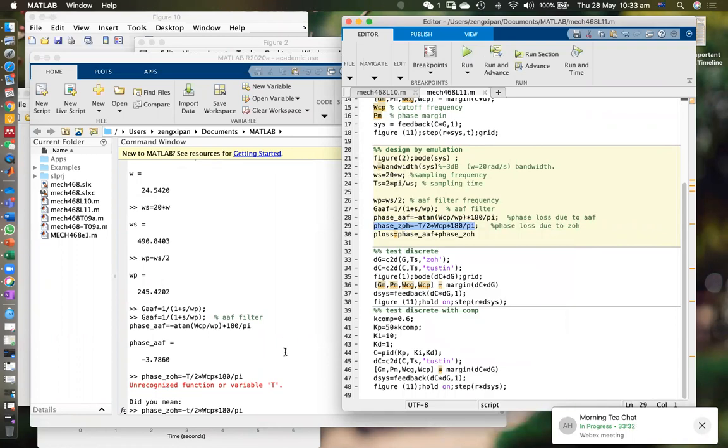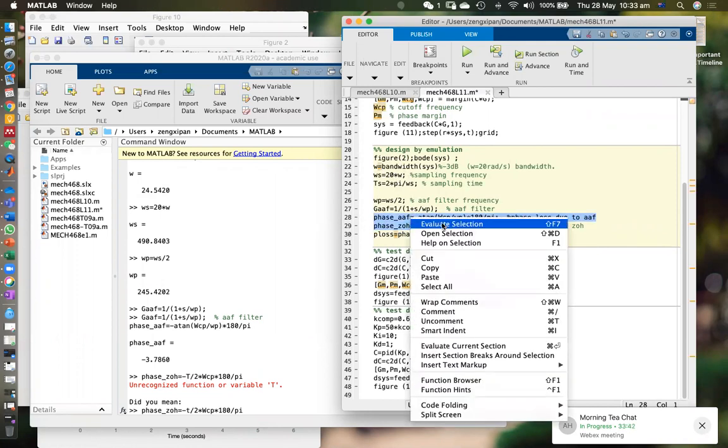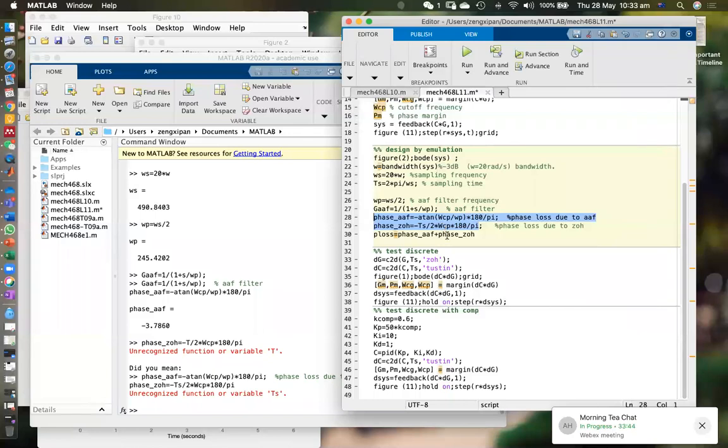Is there something wrong? Sorry, so this needs to be Ts. I mucked around with the code last night, so some of the symbols have changed. Where's the Ts? We haven't run this.